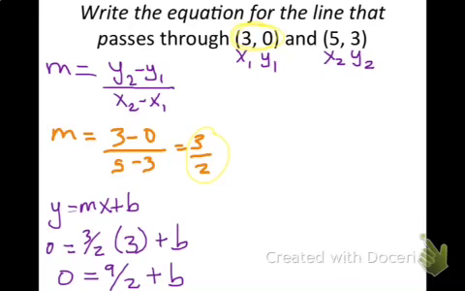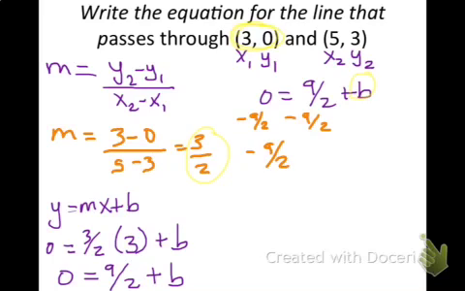Okay, so I'm going to rewrite that. 0 is equal to 9/2 plus b. And remember, we're trying to solve for b. So I'm going to subtract 9/2 from both sides. So that gives me negative 9/2 is equal to b. You also could use negative 4.5. It doesn't matter. It's the same thing.